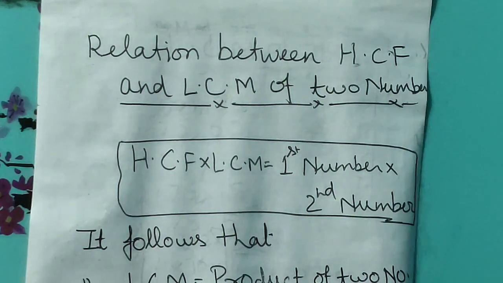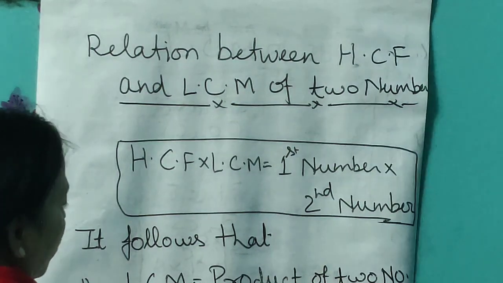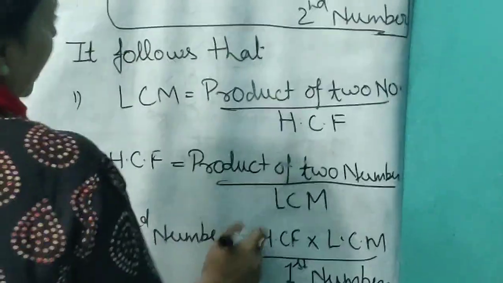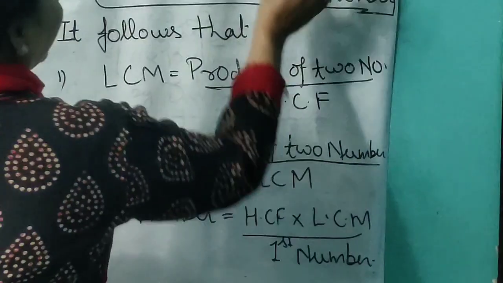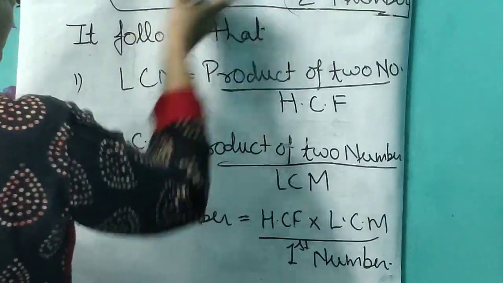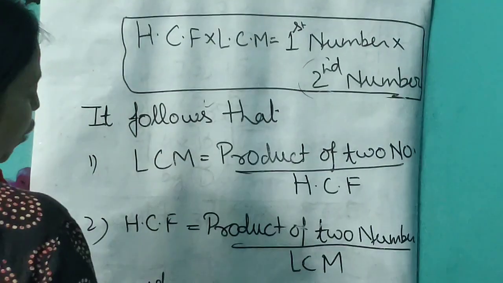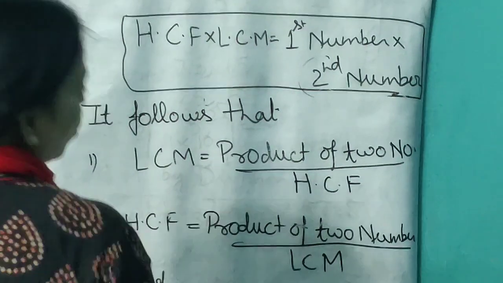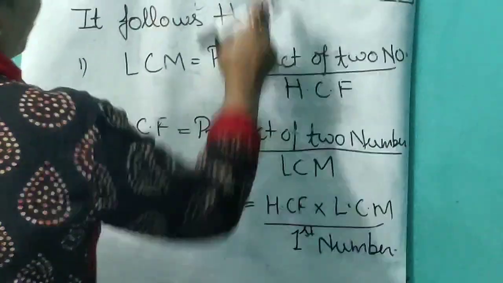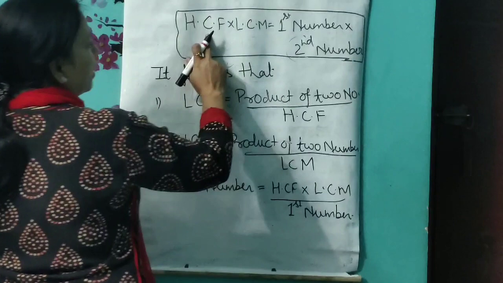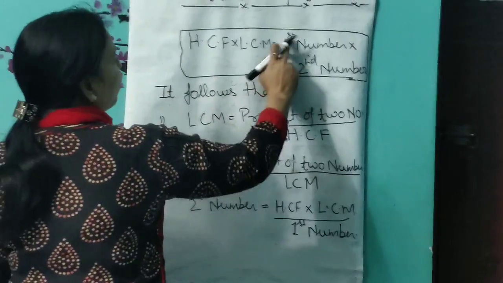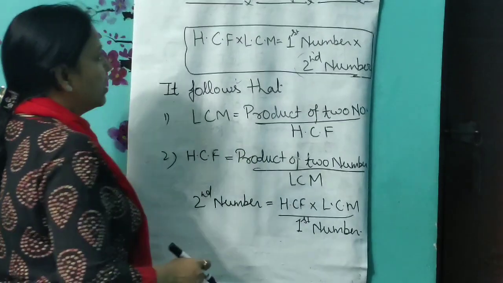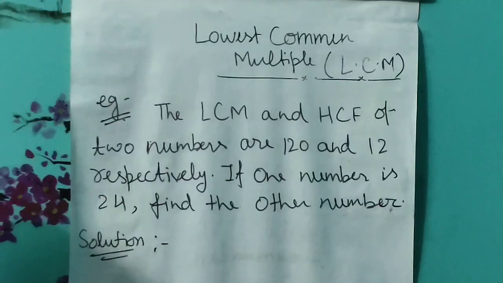What is that? LCM is equal to product of two numbers upon HCF. Then HCF is equal to product of two numbers upon LCM. And if you want to find out the second number, then this first number you will transfer this side and it will come in division, and the formula will become second number is equal to HCF into LCM upon first number. So these are the three formulas which we can find from the basic formula, HCF into LCM is equal to product of first number into second number. Now using these formulas we can do an example. Let us discuss that example.